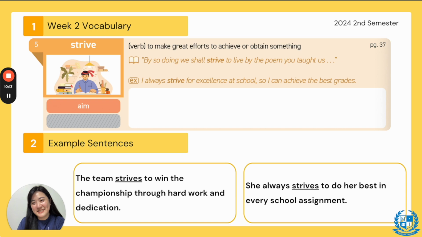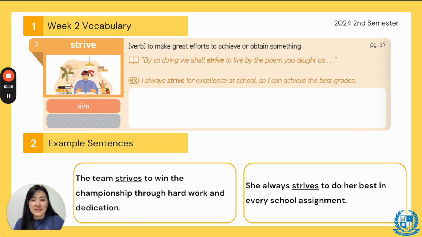Connection. Starting from number 5, these are words from our novel. Everyone, repeat after me and say, strive. Hey, that rhymes with the word number 5, because this is number 5 and this is strive. Strive. The synonym is to aim. It's a verb, to make great efforts to achieve or obtain something. So you're really trying hard to do something and finish it.